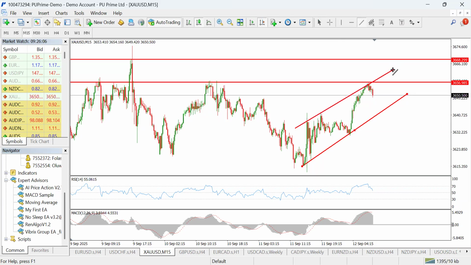All right, I'm seeing a rising wedge pattern forming, so it's possible price may go up and retest this resistance level and possibly form a double top pattern, and that may trigger a downward movement. This is possible in the course of today.